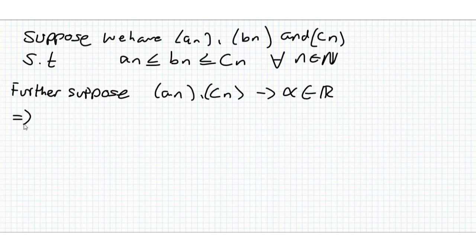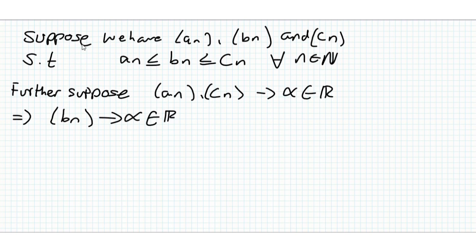This implies (bn) converges to the same alpha. Okay, so you can see why it's called the sandwich or squeeze theorem. It's essentially saying if we've got three sequences, and one of those sequences is sandwiched between or squeezed between two other sequences that converge to the same limit, then that sequence in the middle therefore must have the same limit.